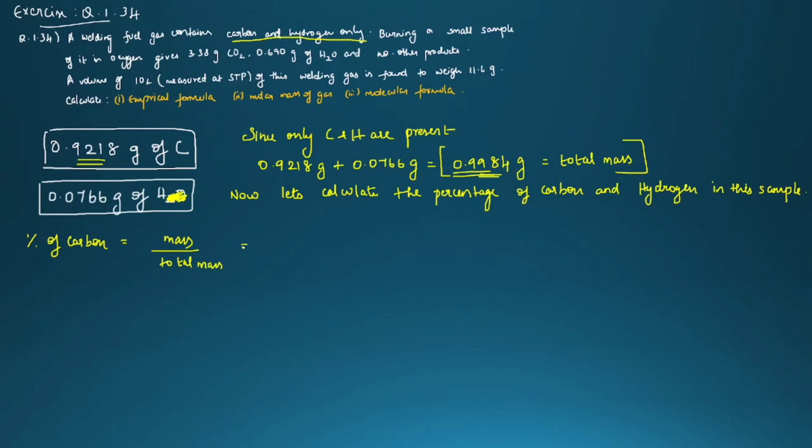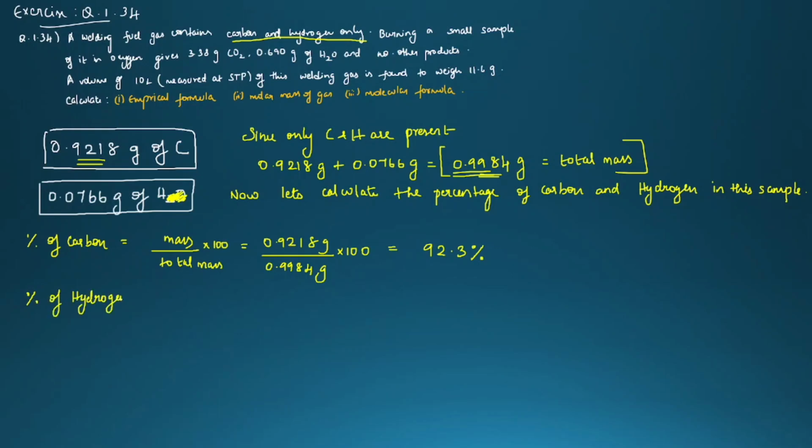So the calculated mass of carbon is 0.9218 grams, and the total mass we have calculated just before is 0.9984 grams. So on dividing these both, and also multiplying by 100, and on solving this one we'll get the answer as 92.3%. Likewise, the percentage of hydrogen is also to be calculated.